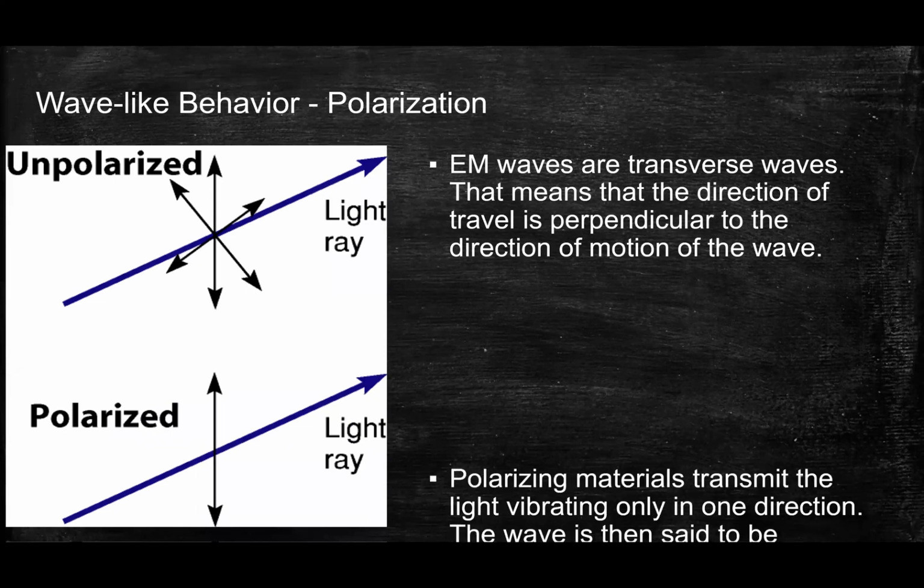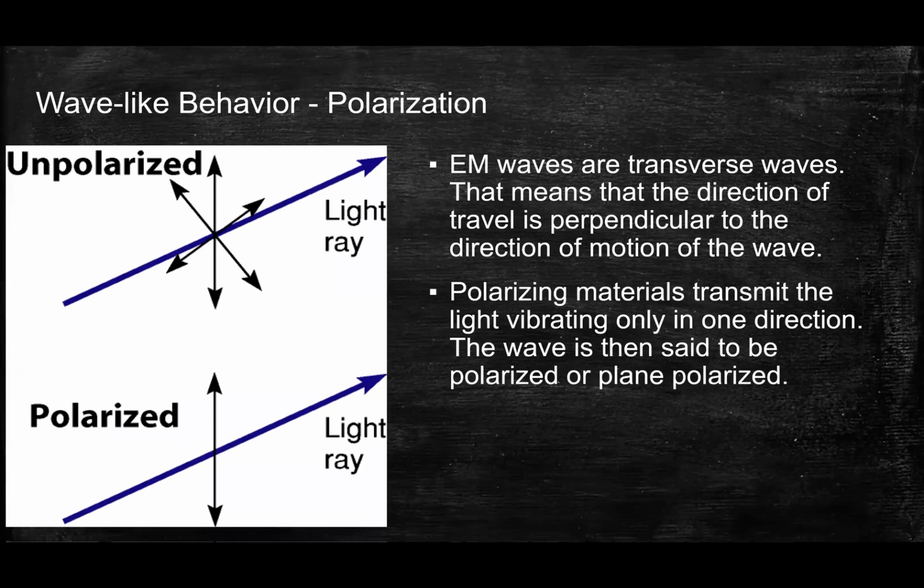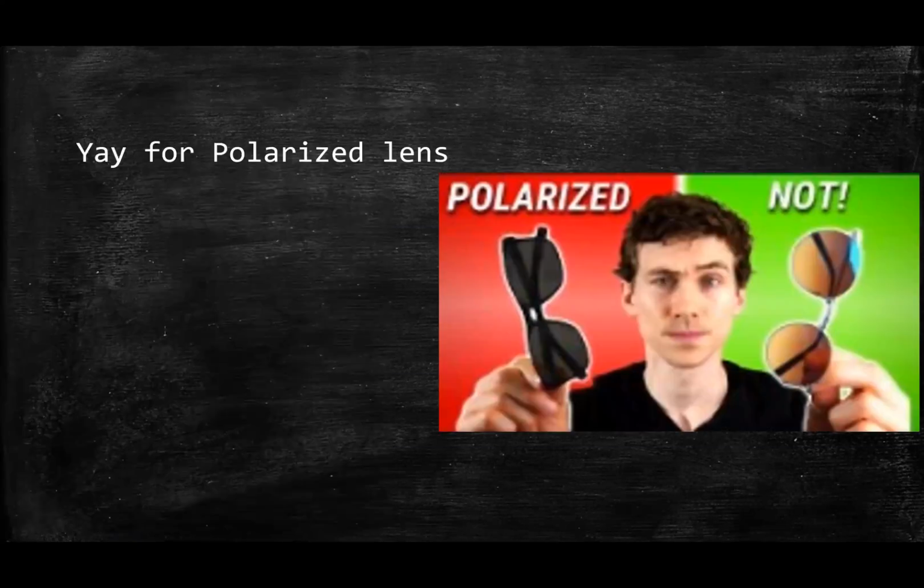So we have light rays coming in all different directions. We call that unpolarized light. But if we take light through polarizing materials, we can transmit the light vibrating only in one direction. And that's why it's said to be polarized or plane polarized.